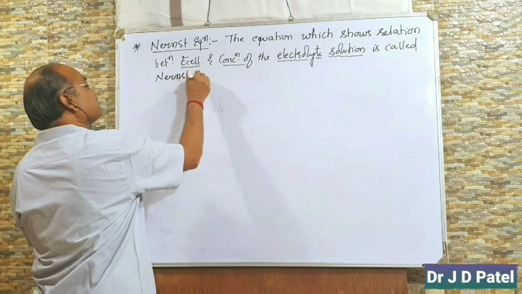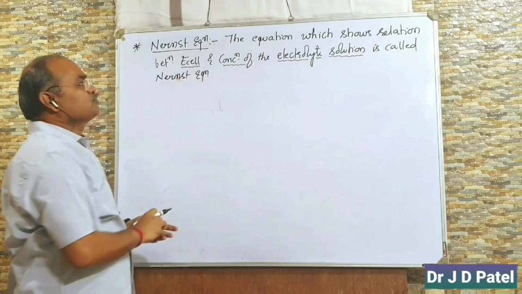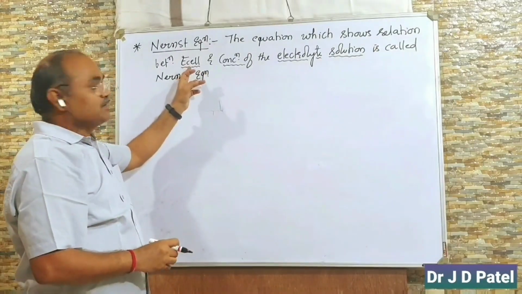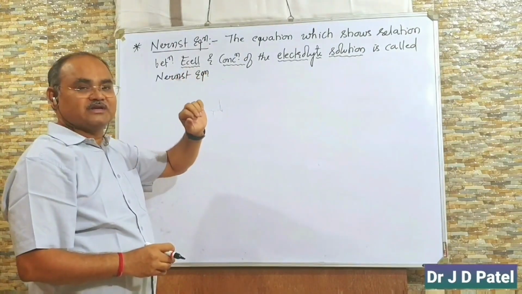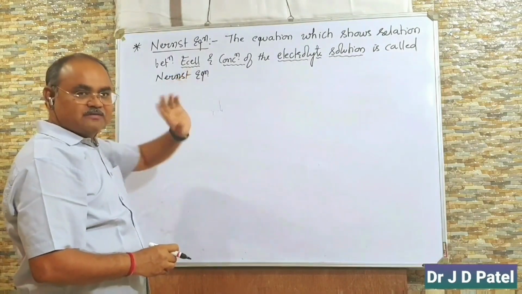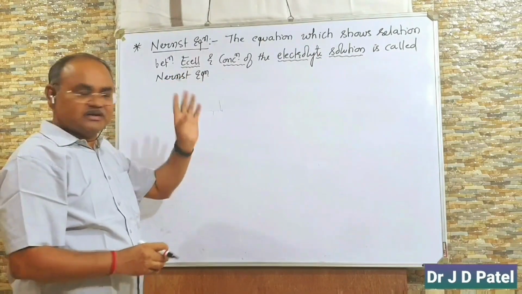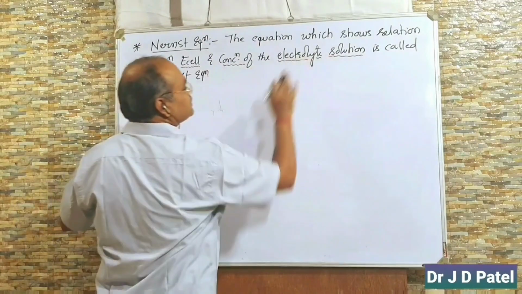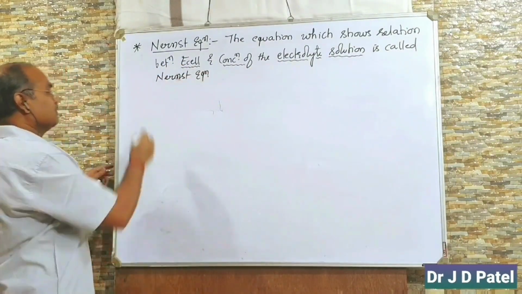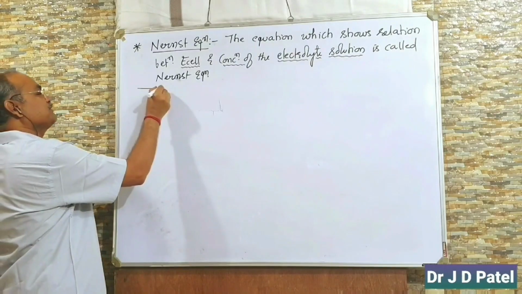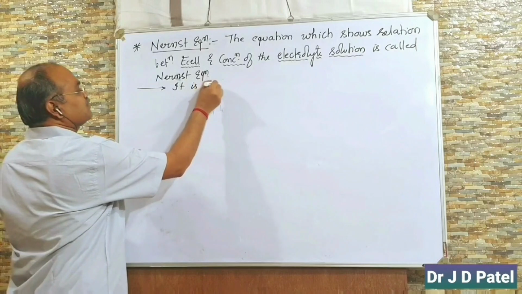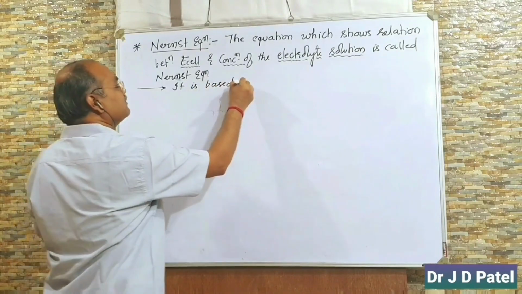So what is Nernst equation? The equation which shows relation between E cell. Now what is the difference in E cell and E0 cell? E0 is standard cell potential, and E cell is cell potential which is not in its standard state. So that you have to remember. And concentration of electrolyte solution is called Nernst equation. Now, the Nernst equation is based on the principle of thermodynamics.